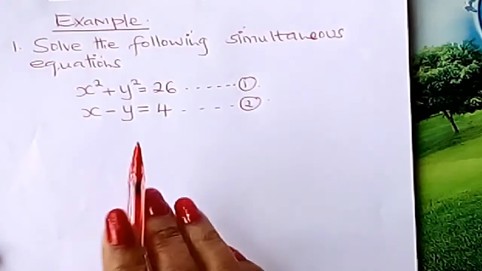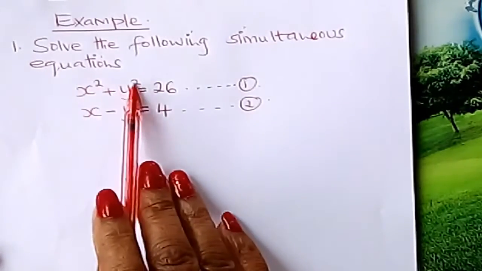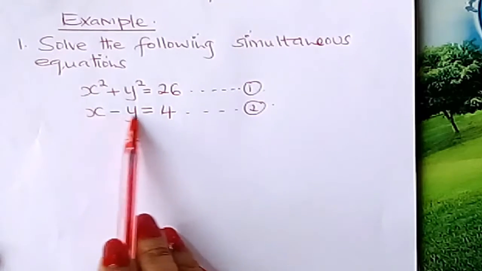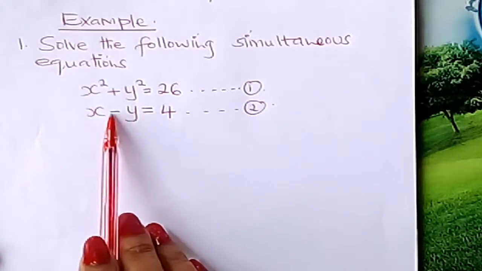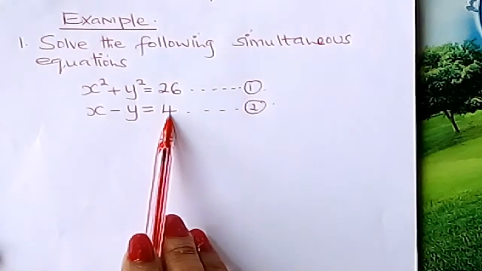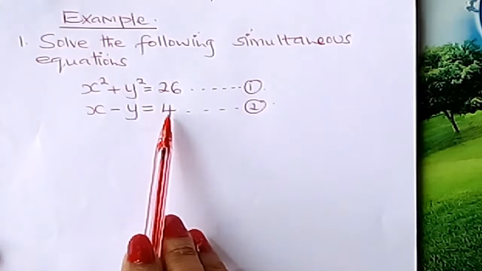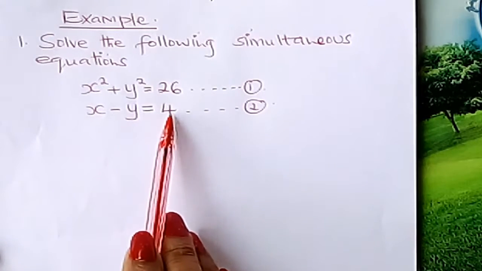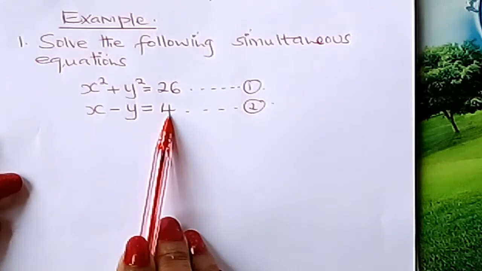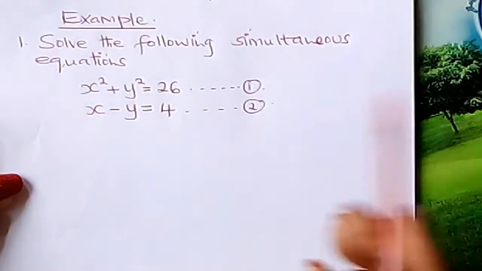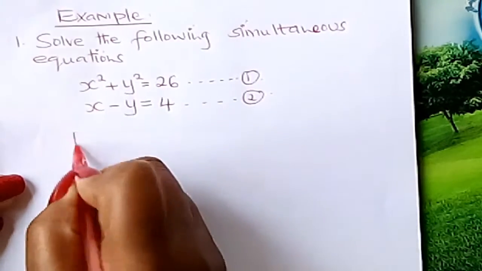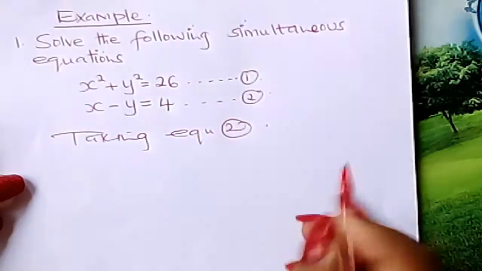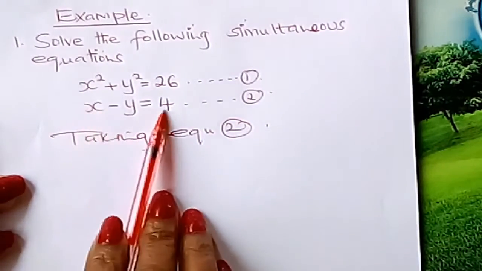Now, go to the linear equation, the one without squares here. This one with squares is quadratic, this is a linear equation. Take the linear equation, learner. The first step is to take the linear equation and make one letter, either x or y, the subject of the formula. Let us make x the subject of the formula in our case. So, taking equation 2, make x the subject of the formula.